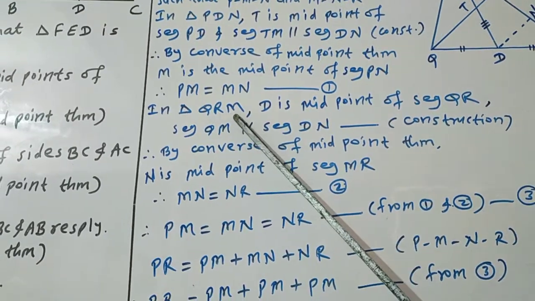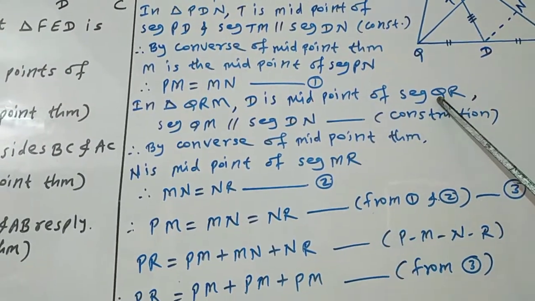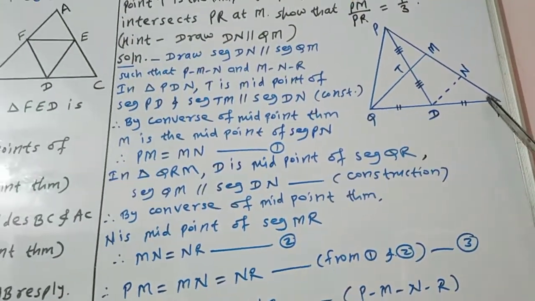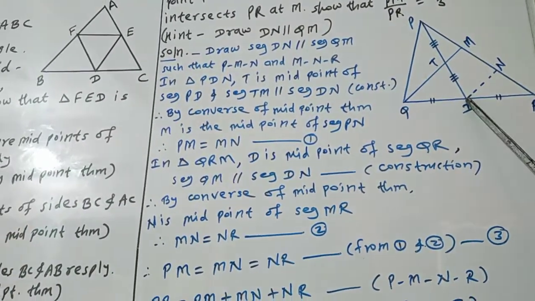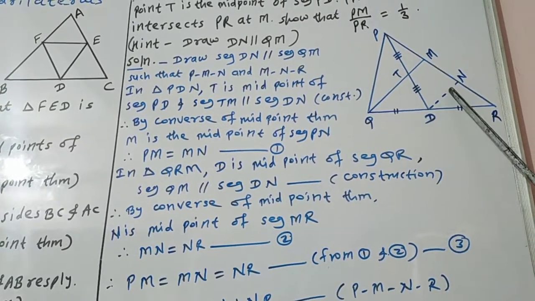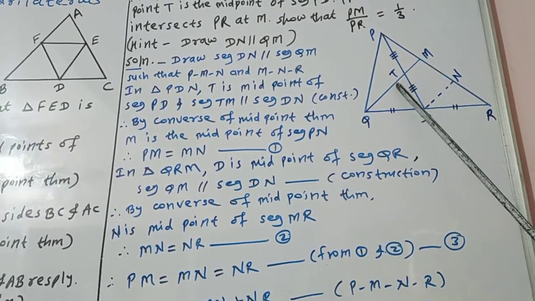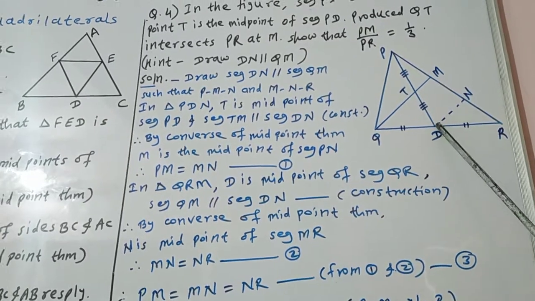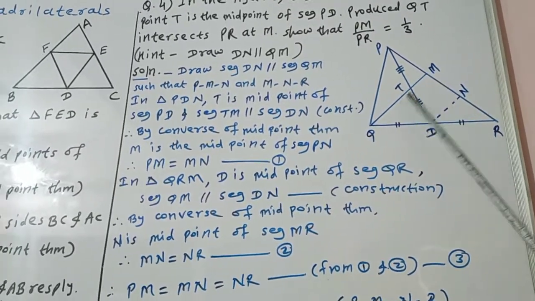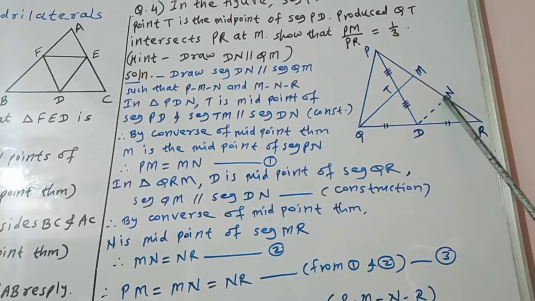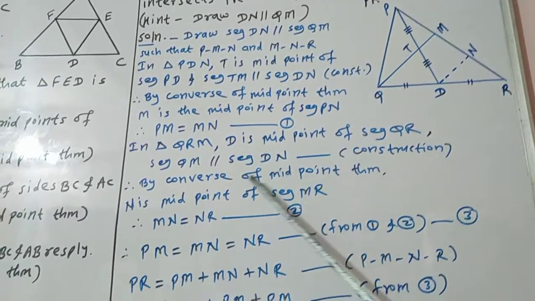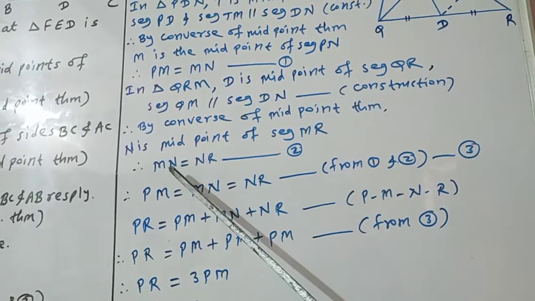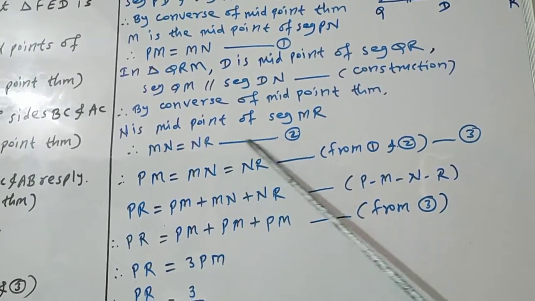Then in triangle QRM, D is midpoint of seg QR. Now see where is triangle QRM. Here D is midpoint and line passing through D, DN, is parallel to QM. Again by converse of midpoint theorem, line passing through midpoint of one side and parallel to second side bisects third side. Therefore, N is midpoint of MR. See here, by converse, N is midpoint of MR. Therefore, MN is equal to NR, number 2.